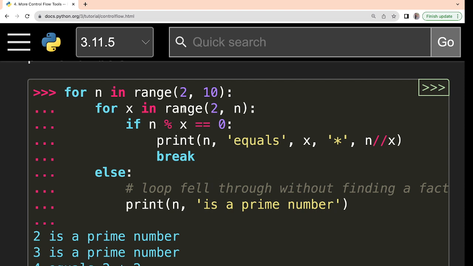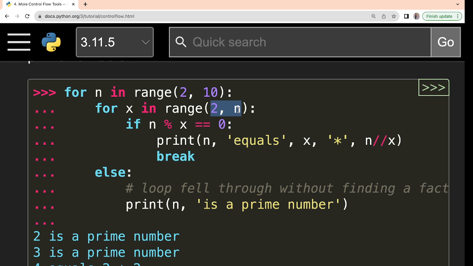For x in range from 2 to n, what is a prime number? A prime number is such a number which is only divisible by 1 and itself. In the middle, that means from 2 to n minus 1, any other number should not divide that particular number n. That is why you see that range has been taken from 2 to n. So till n it will not go, that is excluded, so it will go till n minus 1 only.